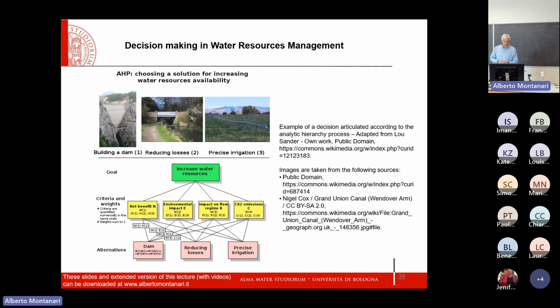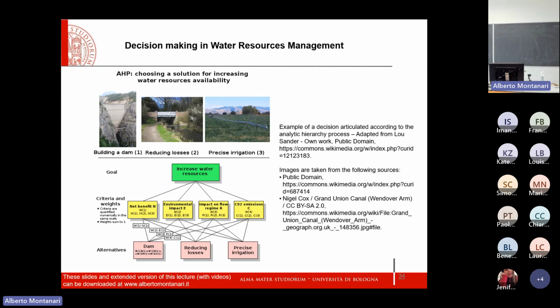So we may have these 3 possible solutions, and from this cascade here, you can see that the goal is to increase water resources. You have the 4 criteria here and the 3 solutions. And of course, each solution can be and must be evaluated according to the 4 criteria. So if I make reference to the dam, I have to evaluate the net benefit given by the dam, the environmental impact, the impact on the flow regime, because a dam, of course, changes the river flow regime, and the impact in terms of CO2 emissions, because building a dam and operating a dam entails CO2 emissions.